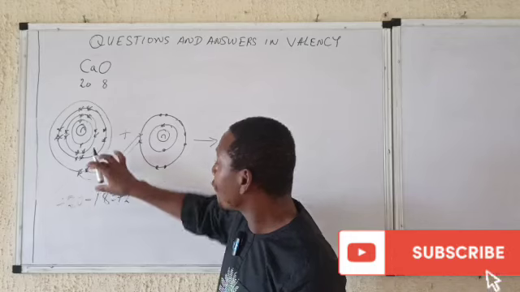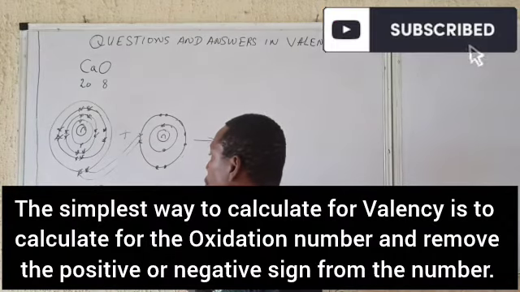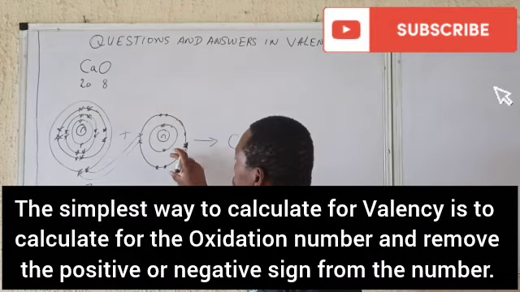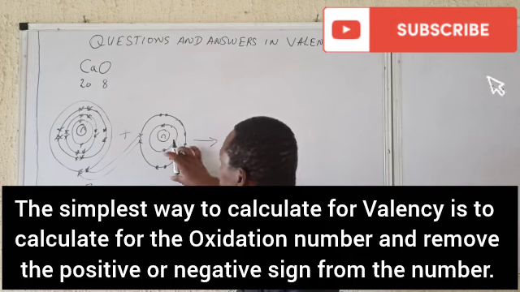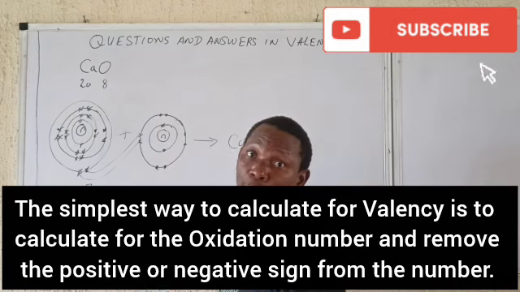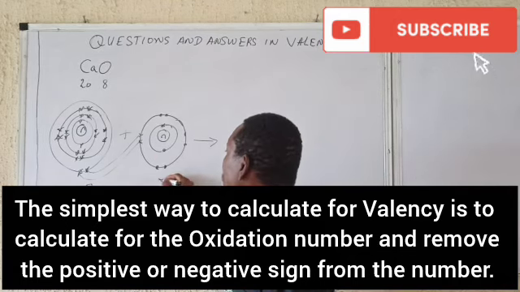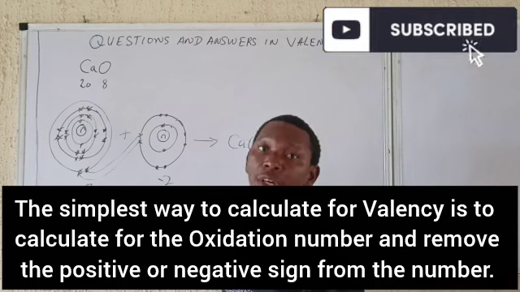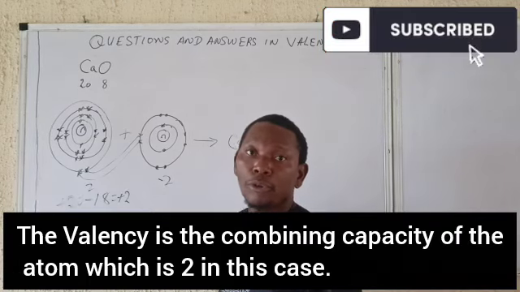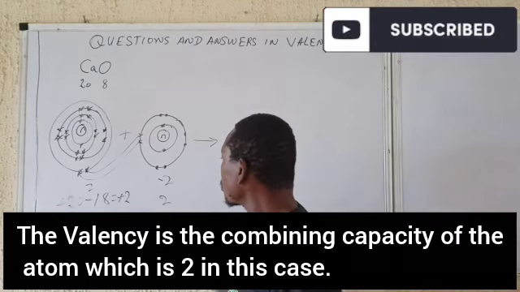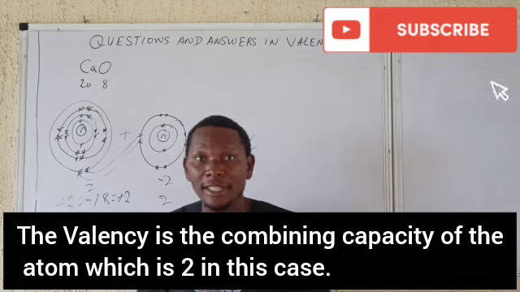While its valency here is just 2. The oxidation number of oxygen here, if it gains 2 electrons, what will it become? It will have 2 excess electrons, so it's now minus 2. But what is the valency of oxygen here? It's actually 2.